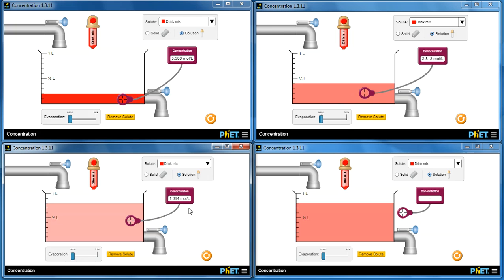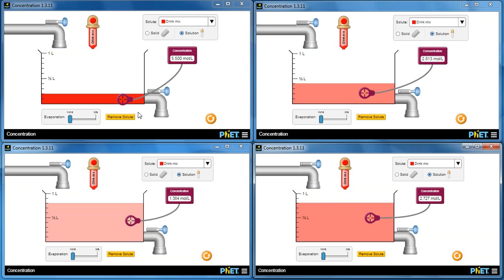Over here, my concentration is a lot less because I added a lot more water, so I diluted it a lot more, and therefore my concentration has decreased. And in my last one over here, you should see that I have very similar concentrations. They're not exactly identical because I may not have been that accurate in my measurements. But here I had 200 mils of drink mix, 200 mils of water. Here I had 400 mils of drink mix and 400 mils of water. So they would land up to be the same concentration.